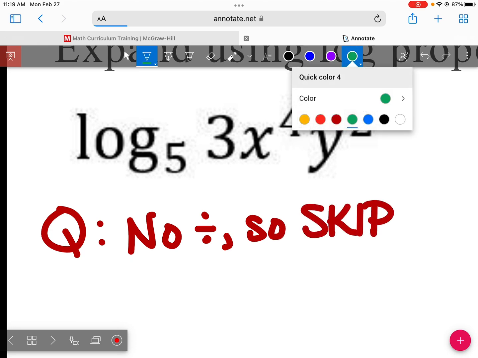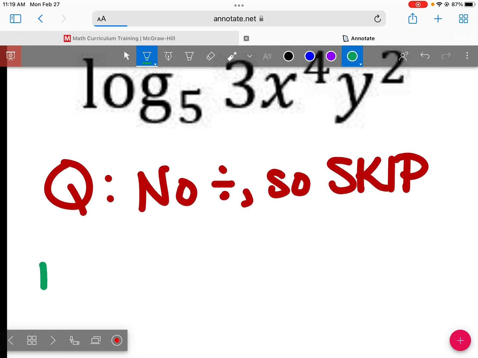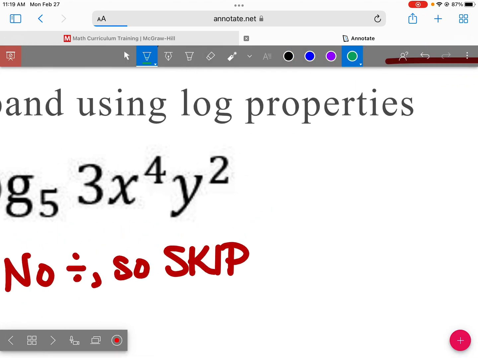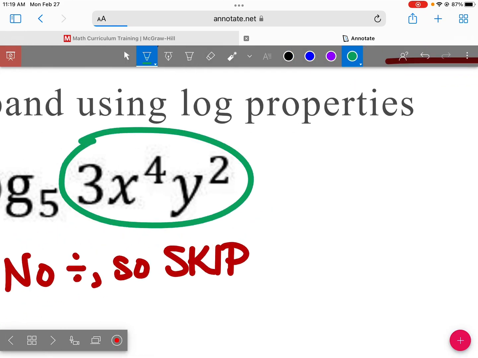What do we do after the quotient property? Product. Do I need to use the product property here? Yes. I'm going to look at the argument. What am I looking for to know whether or not I need the product property? It has anything that's multiplied. What's being multiplied in that argument? The 3 to the x and the x and the y.